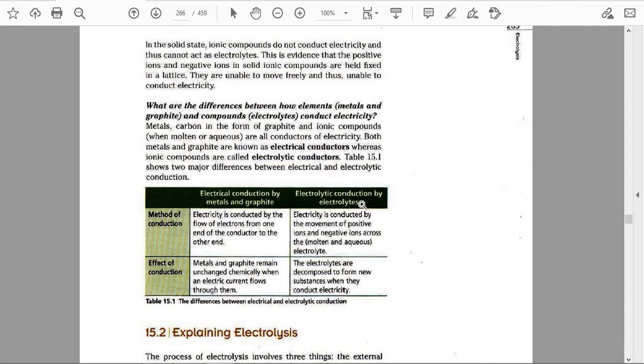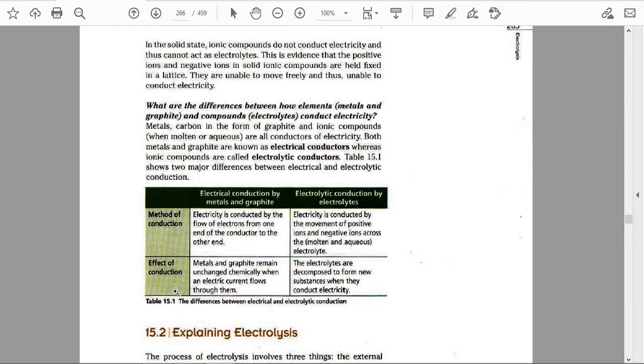How about electrolytic conduction, which is by electrolytes? Electricity is conducted by the movement of positive ions and negative ions. Highlight this one: movement of positive ions and negative ions across the molten or aqueous electrolyte.